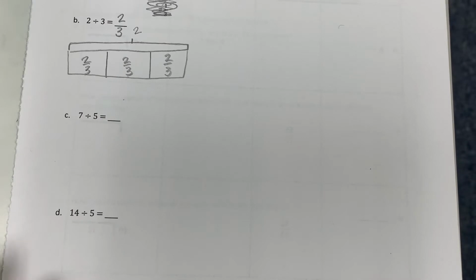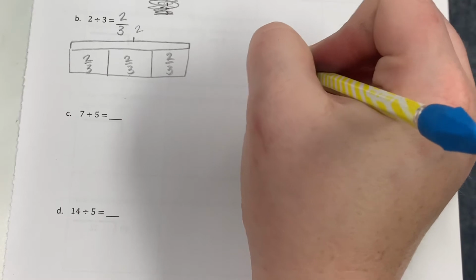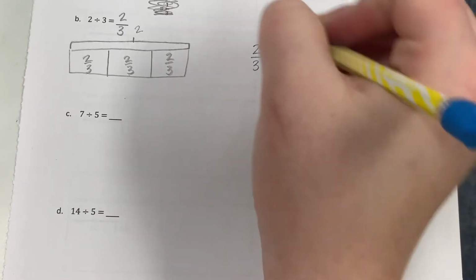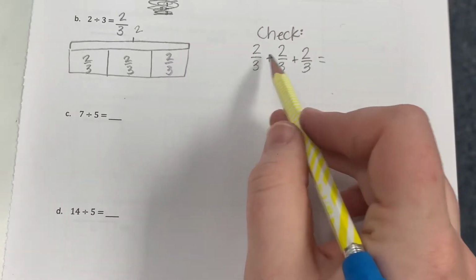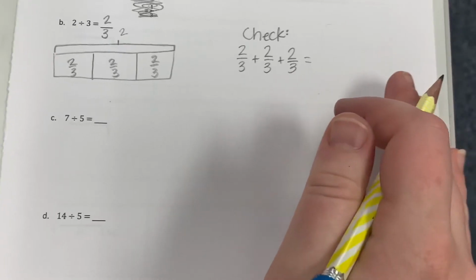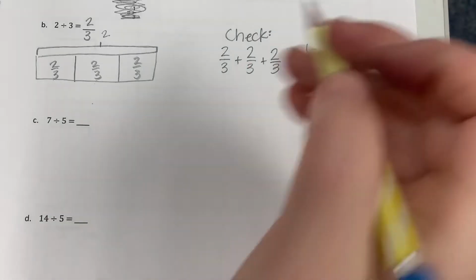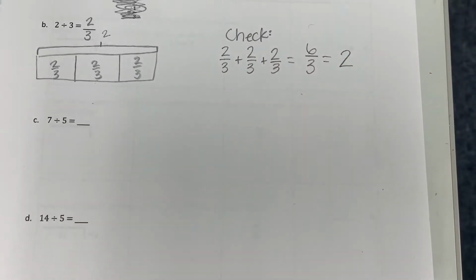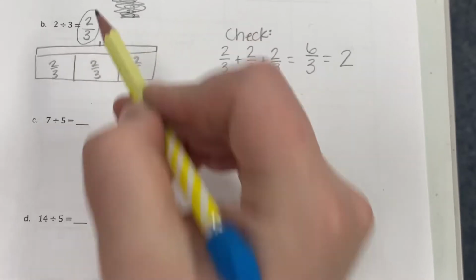Now let's come over and check. How would I check that? I would just add what together? 2/3 plus 2/3 plus 2/3. And I'm going to write check above it so that I know what I'm doing here. What is 2 plus 2 plus 2? 6/3. 6/3 is the same as 2. So were we correct? So our answer would be 2/3.